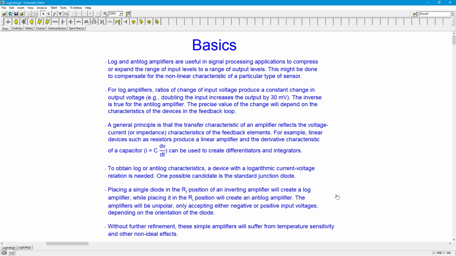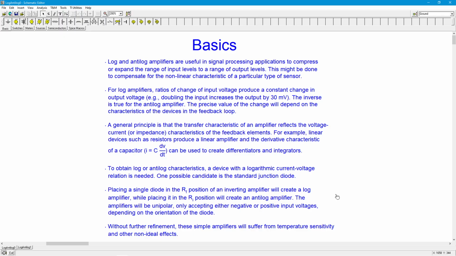You take an inverting amplifier, you either throw it in the RF position or you throw it in the RI position. If you throw it in the RF position, you're going to get a compressive or logarithmic style amplifier. If you put it in the RI position, it's going to expand the signal and you're going to have an anti-log amplifier. Typically, these are set up to be unipolar. In other words, they'll only accept an input voltage of a particular polarity, either positive or negative. Flipping the diodes will take care of that, whether you want a positive or a negative input.